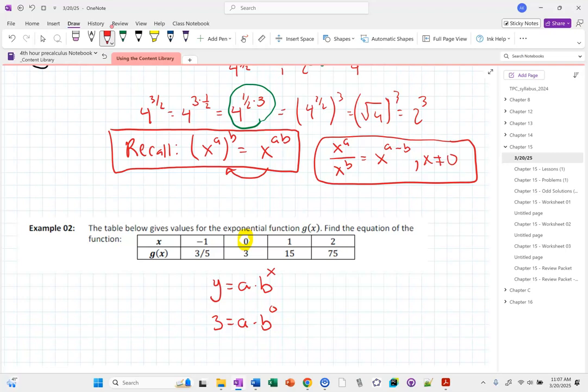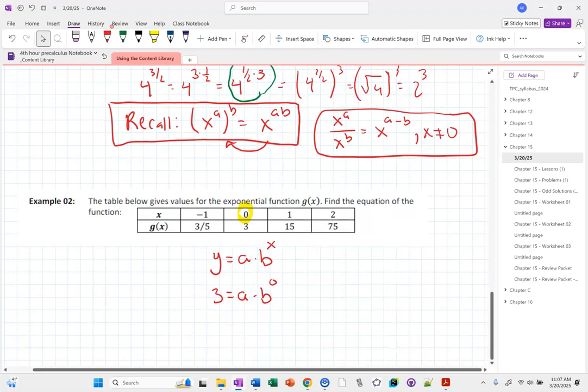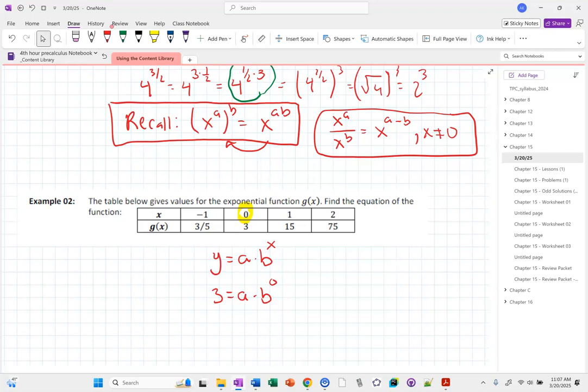The reason why I want 0 is because I know b to the 0 is just 1, right? B to the 0 is 1. So I'm just left then with a equals 3. Everybody feel okay there?